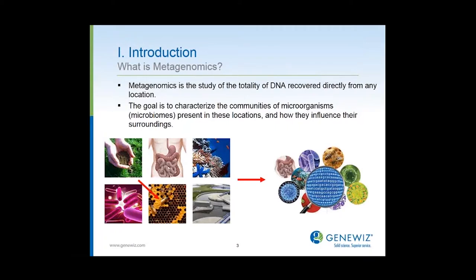So what is metagenomics? Metagenomics is a study of the totality of DNA recovered directly from any location. The goal is to characterize the communities of microorganisms present in these locations and to understand how they influence their surroundings. The term metagenome was coined in 1998 by Dr. Joe Handelsman as, quote, the collective genomes of soil microflora. And the field has really exploded since that time.